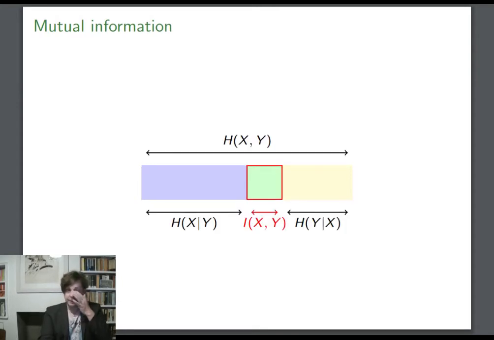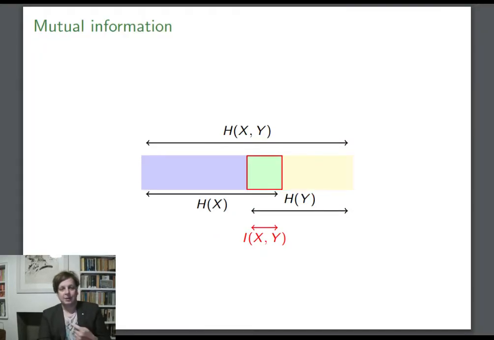So here's the picture. The total information in X and Y together is equal to the information left in X if you know Y, the information left in Y if you know X, plus the information that they share. That tells you, and it is true, that H(X,Y), the joint entropy, is equal to the sum of the two conditional entropies and the mutual information. That's the normal way to define the mutual information. Usually we do it this way.